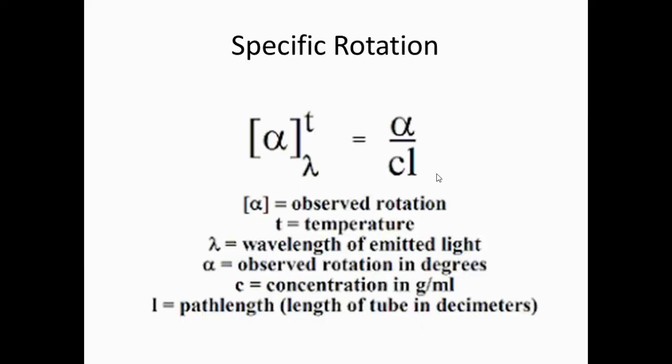This is the equation for the specific rotation. Specific rotation [alpha] lambda T is equal to alpha divided by C times L, where [alpha] in square brackets represents the specific rotation, T is the temperature at which the measurement is taken, lambda is the wavelength of the light used, and alpha is the observed rotation in degrees. C is the concentration of the solution in gram per ml, and L is the path length, that means the length of the tube in decimeter.